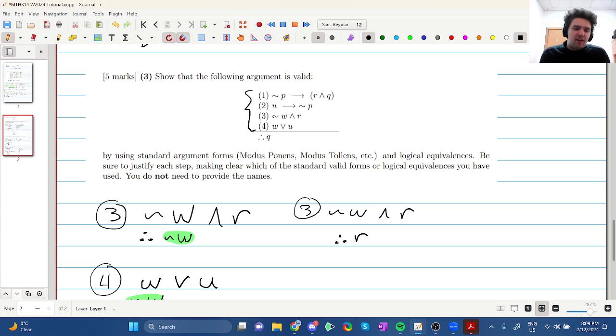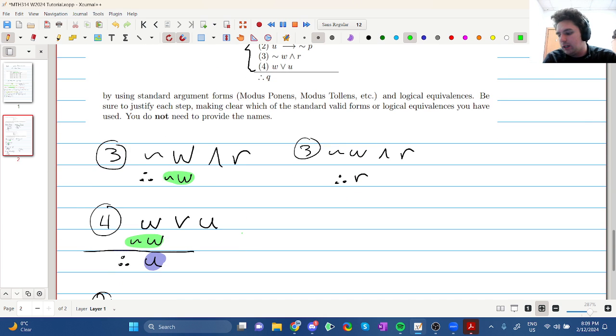So it says you do not need to provide names. So you could name each one here. Let's name it, just to make sure we understand everything here. So this first one, if I remember the names, this one here is specialization. So these two here are specialization. Let me use a different color. Specialization.